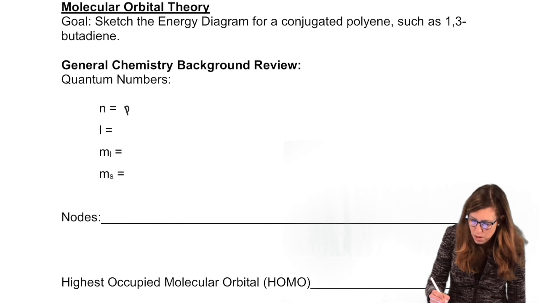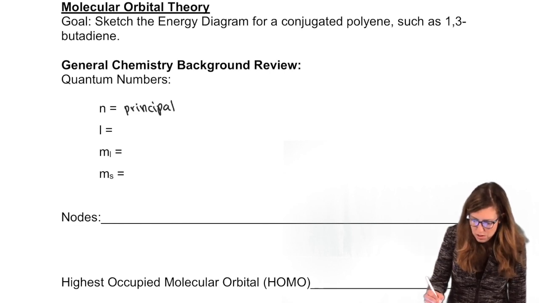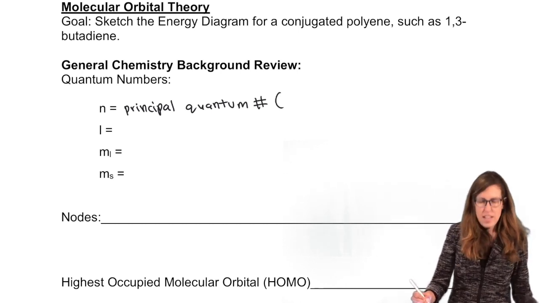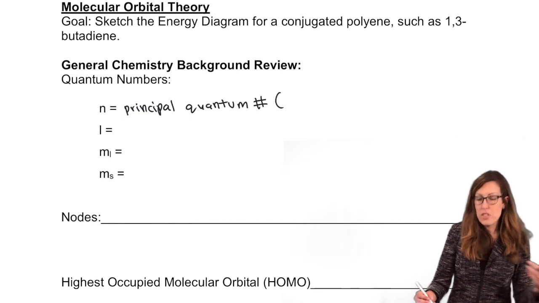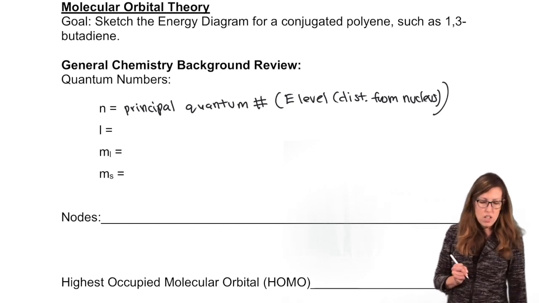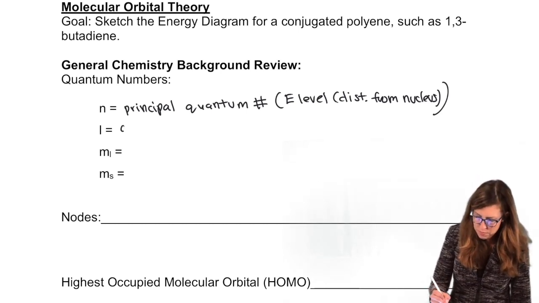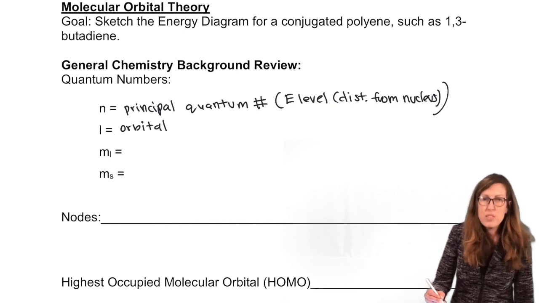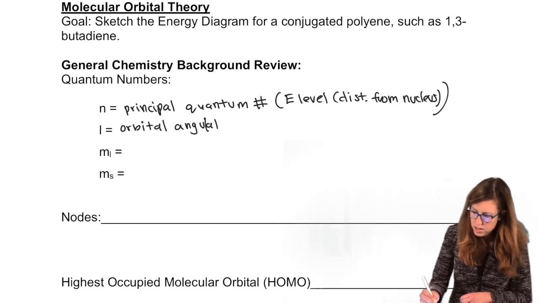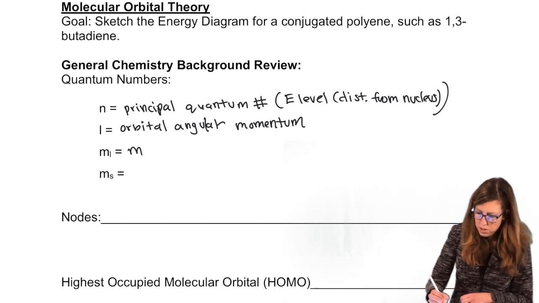So n is our principal quantum number. Why do we need that? That tells us the energy level, which is related to the distance from the nucleus. All right, l is our orbital angular momentum quantum number. It helps us know about the shape of the orbitals, right? M sub l is our magnetic quantum number.